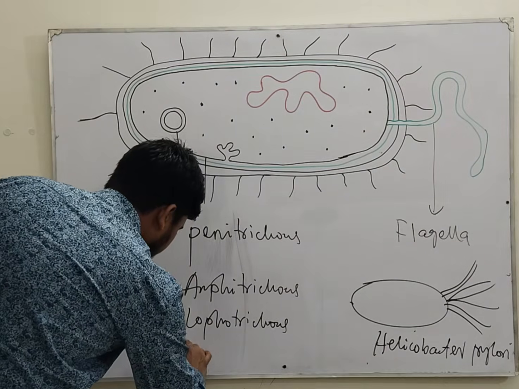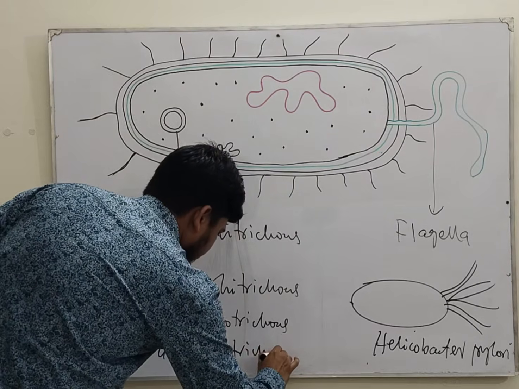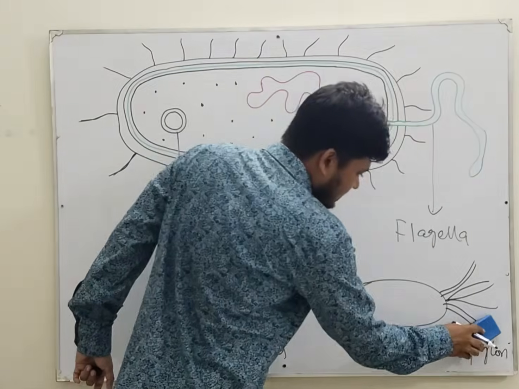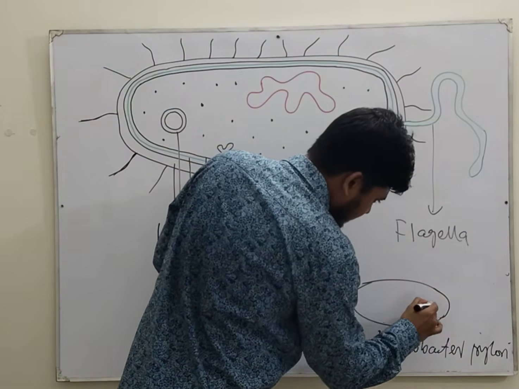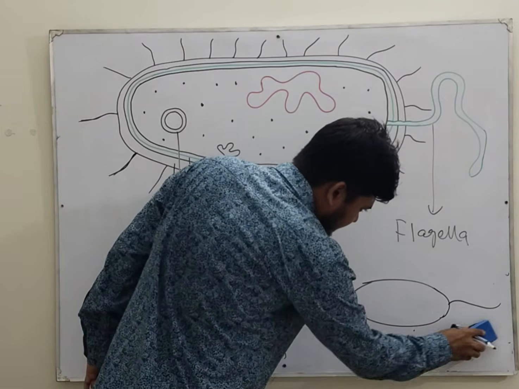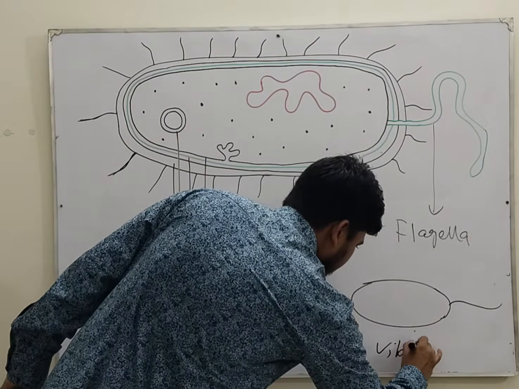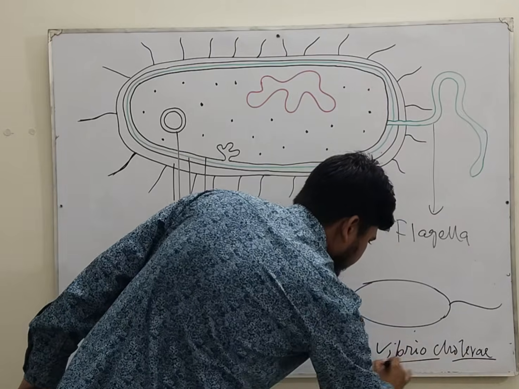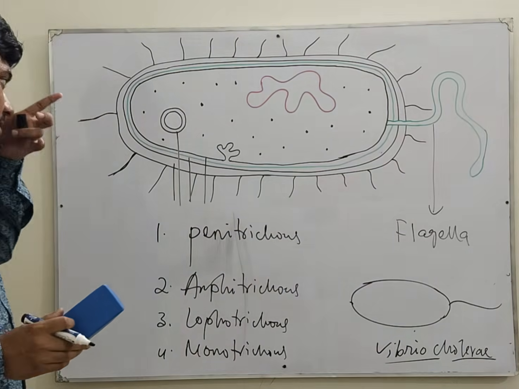And number four is monotrichous flagella. Mono means one. That means there is a single flagellum at one pole. That is called monotrichous flagella. And example is Vibrio cholerae. This Vibrio cholerae bacteria has monotrichous flagella.